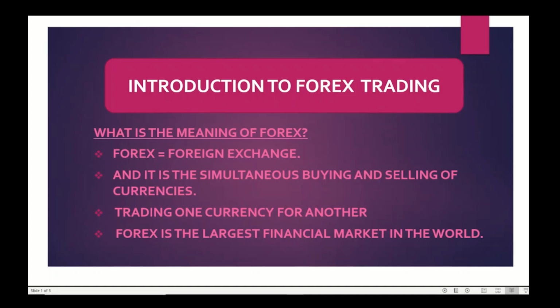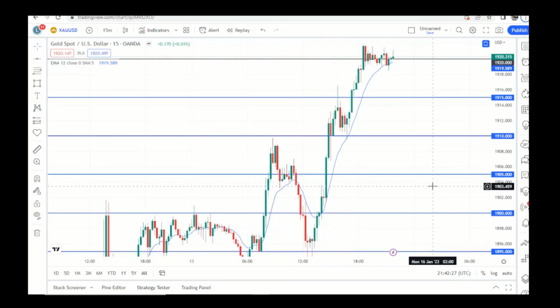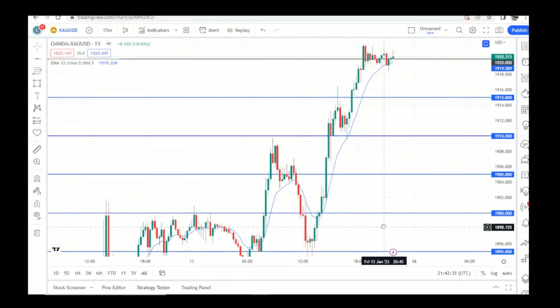So let's continue. Forex is the simultaneous buying and selling of currencies. So when we say the simultaneous buying and selling of currencies, it basically means you are either buying a currency or you are selling the currency. So let me take you guys to the chart, then I will explain it further for you to understand. Okay, so looking at this chart, when we say something is simultaneous, that means either you are buying the currency or you are selling the currency.